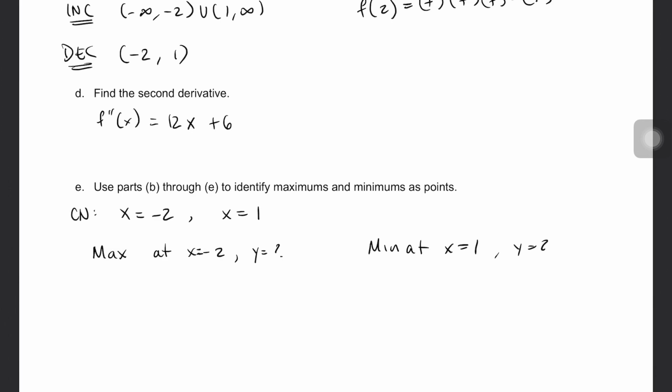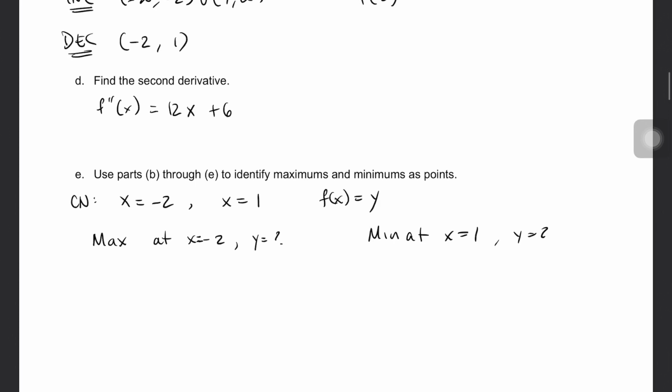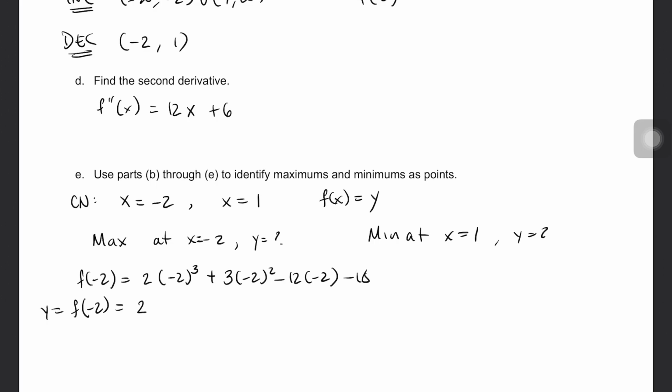Well, we know that the original function is the same as your y, right? It's the y component of your x. So all we gotta do is plug in -2 into the original function. So let me do that right here. I'm taking the original function and plug in -2. And if you put this in your calculator, you should be getting the value of 2. So the maximum is going to be the point -2, comma 2.